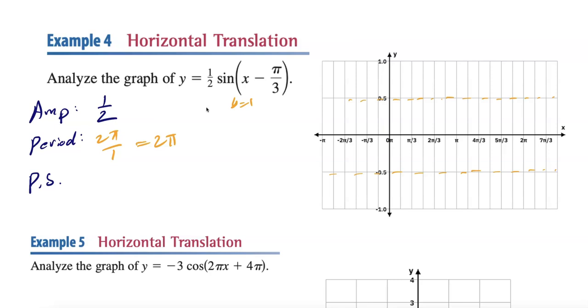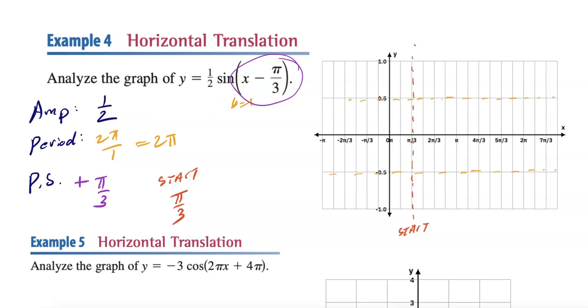Our phase shift is this guy. Remember, inside opposites, we're going to move it right pi over 3. So we're going to start at pi over 3. And much like before, let me do this in red. This is just for us, so we know where we start. We start at pi over 3. This is our starting point.